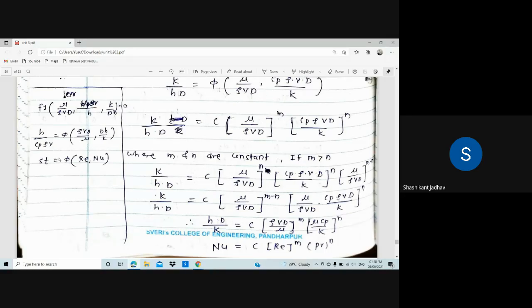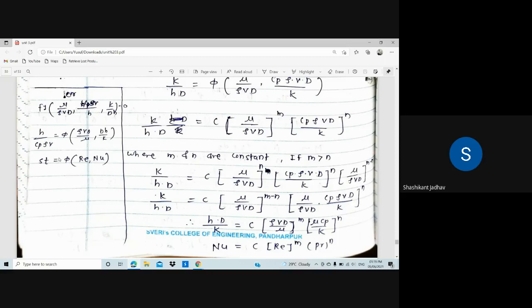Okay, we are going to do this simplification and write the equation in the form of dimensionless numbers, that is Reynolds number and Prandtl number. So hd by k: on the left hand side, look what we did, we changed the numerator by the denominator, therefore hd by k, c into, similarly we have to do for the right hand side also. So mu by rho vd raised to m minus n, then mu by rho vd raised to n, the n and n will cancel. Therefore rho vd by mu raised to m and mu cp by k, rho vd will cancel, so in the second bracket mu cp by k raised to n.